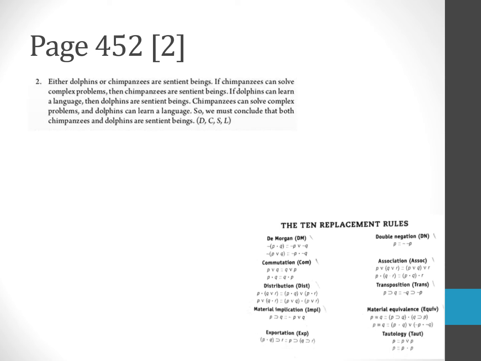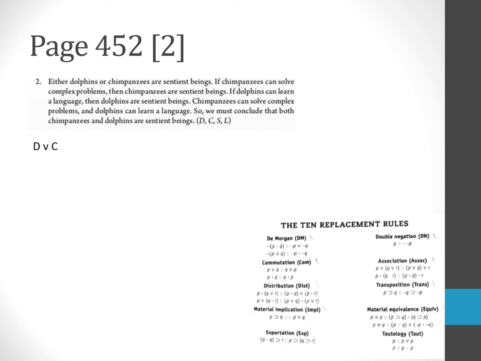Alright, so for these last couple ones, I wanted to do some translations, and these are from page 452, problem 2. So we're just going to go through it. I'm going to lay out the symbols as they come, and I'm going to do parentheses after I lay out the symbols. So either dolphins or chimpanzees are sentient beings. So given this key, I would think that's going to be a straight disjunction, either D or C.